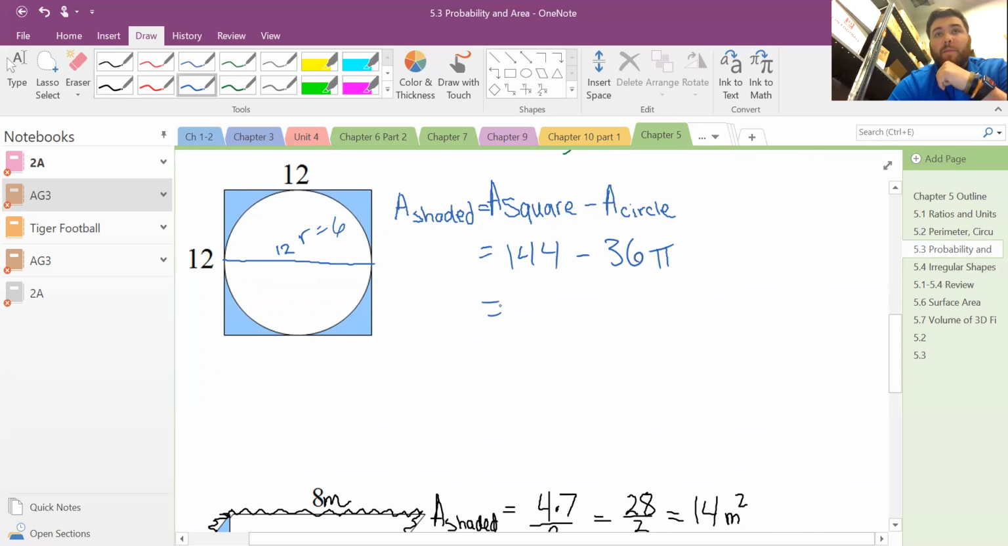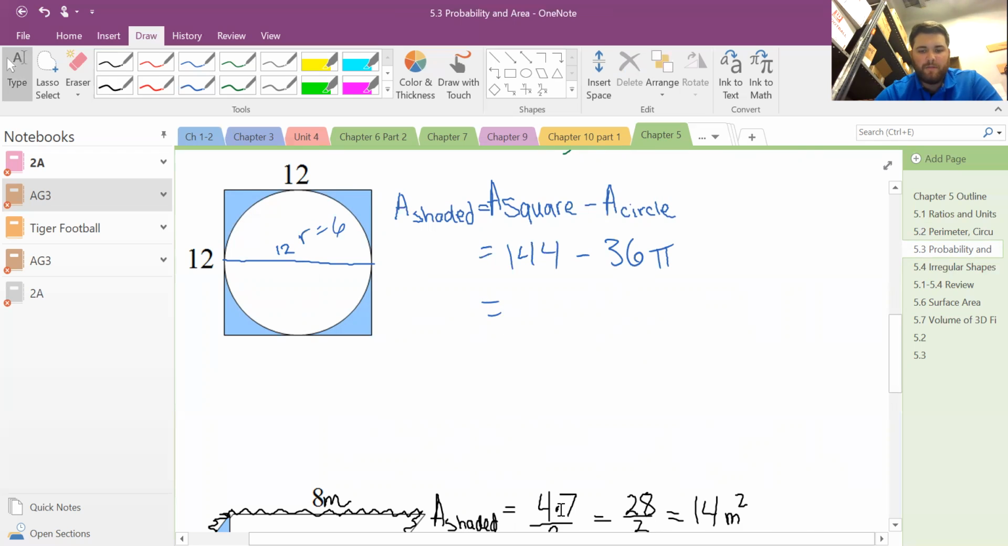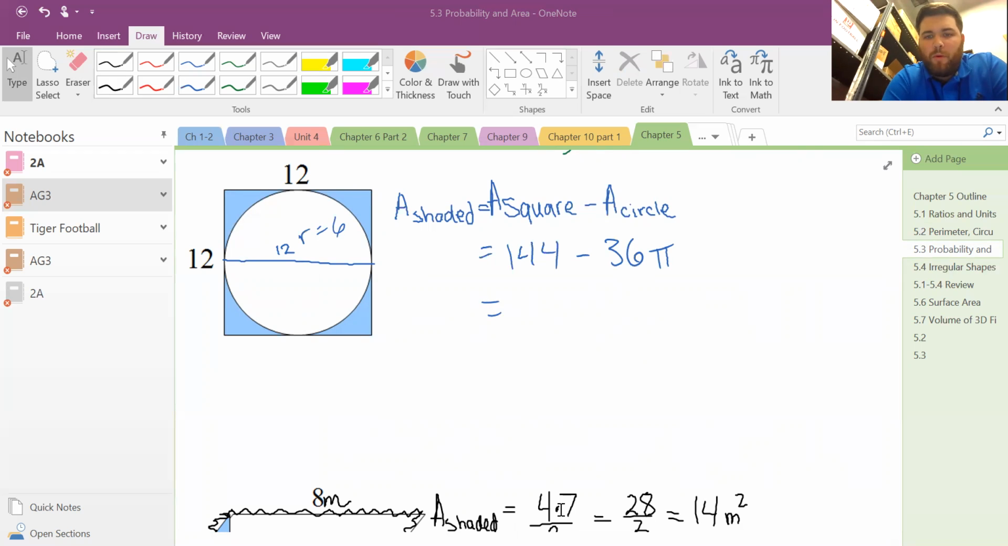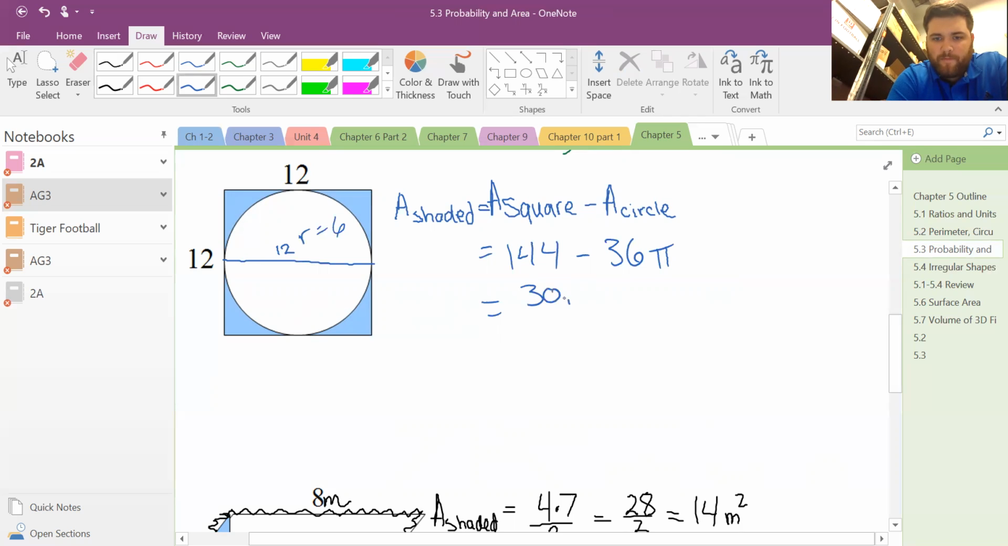Well, we can estimate it. What's 144 minus 36 pi? Let's type that in. 144 minus 36 pi. Okay, we get around 30.9. So that is the area of my shaded region.